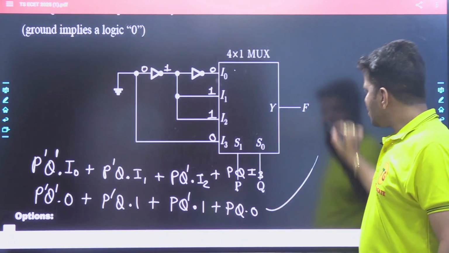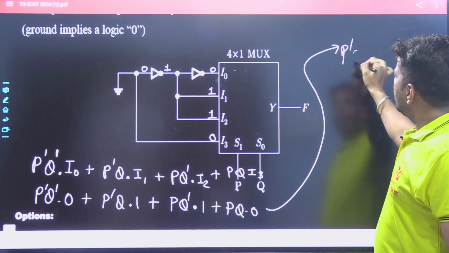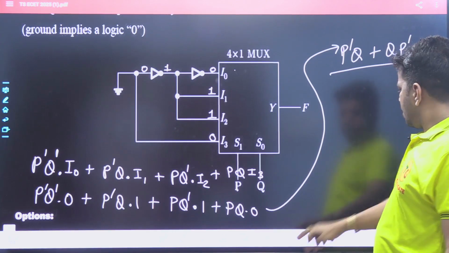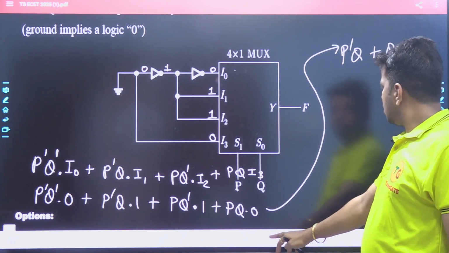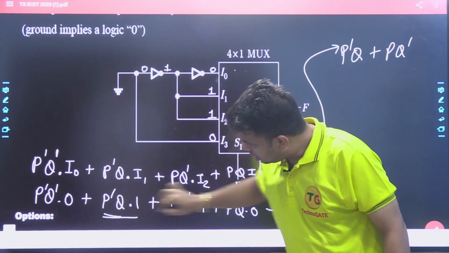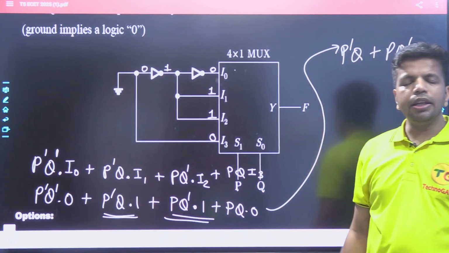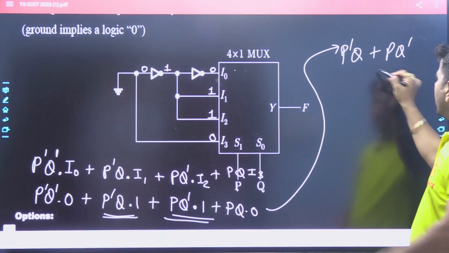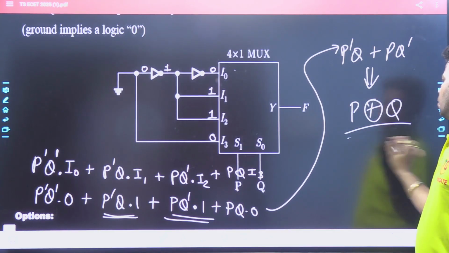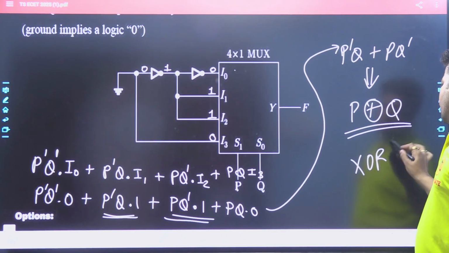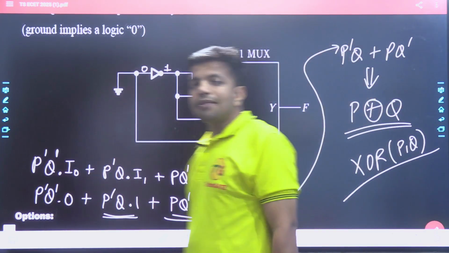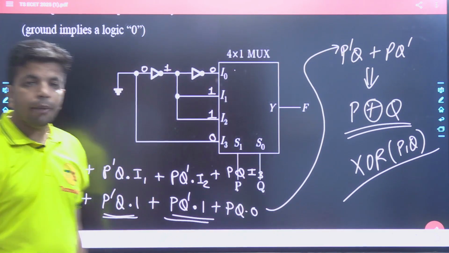So on solving this, your equation is simply P bar Q plus Q P bar plus P Q bar. These two terms are dot product with 1. So this is only the result. And what is this? It is simply P XOR Q. So this is our XOR between P and Q. You can go with this answer. XOR between P and Q. Are you getting my point?